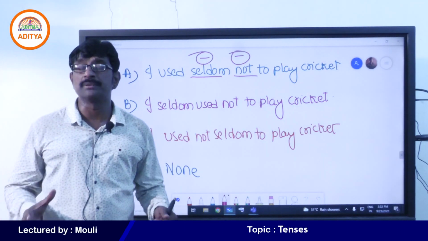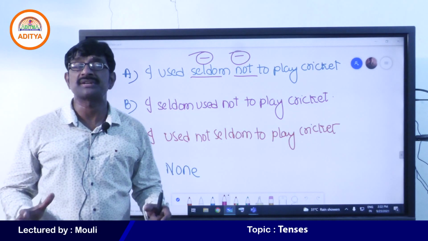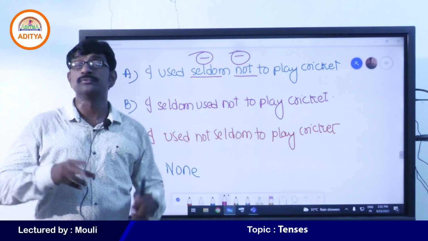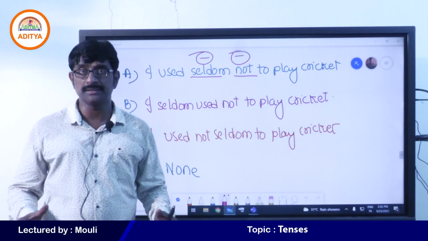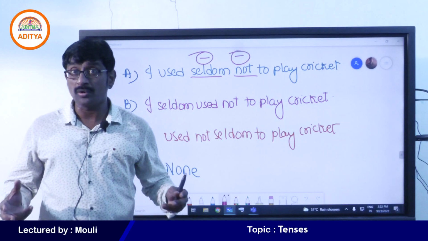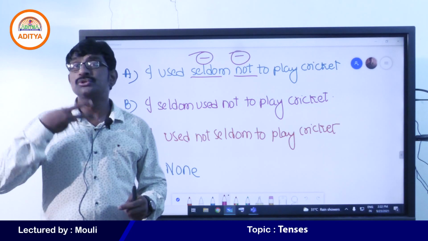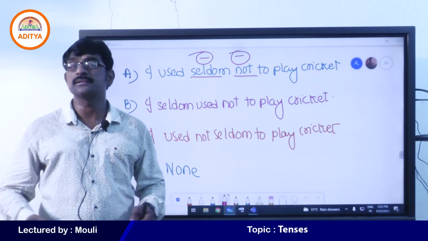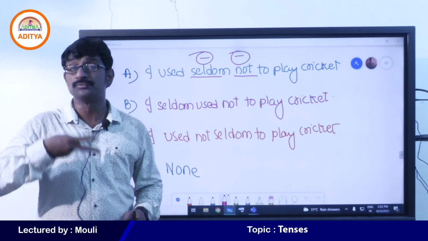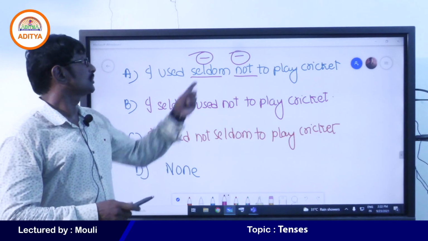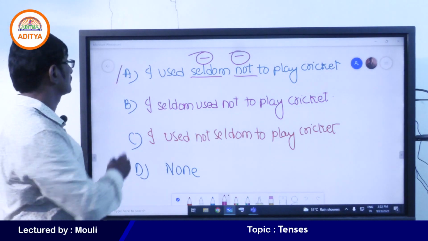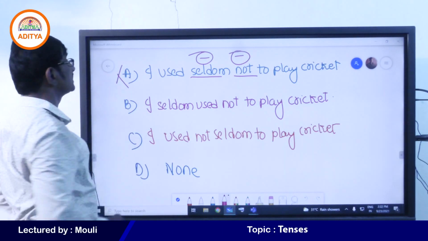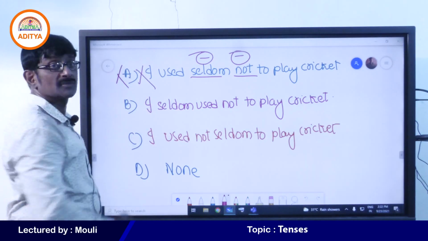Students, please remember, we cannot write 2 negative words in one sentence. It is an impossibility. So there are 2 negative words, so this sentence is invalid. This sentence is invalid. Okay, students?